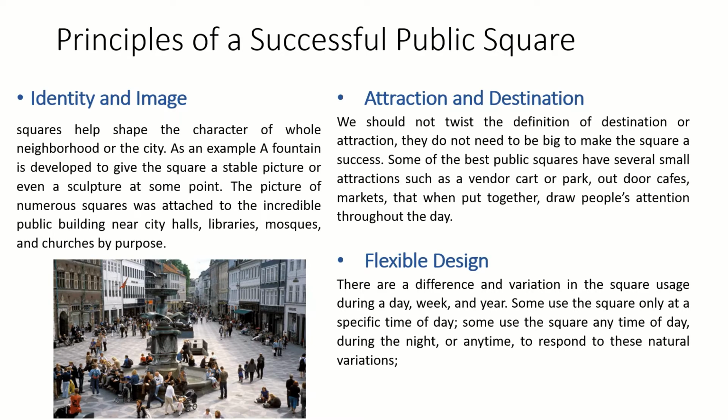But there are some principles for a public square that can be called successful, such as identity and image. The squares help shape the character of a whole neighborhood or the city. As an example, a fountain is developed to give the square a stable feature, or sometimes a sculpture. The picture of numerous squares was attached to incredible public buildings near city hall, libraries, mosques, and churches, by purpose.